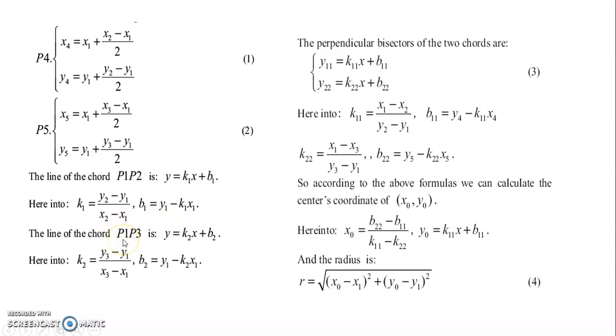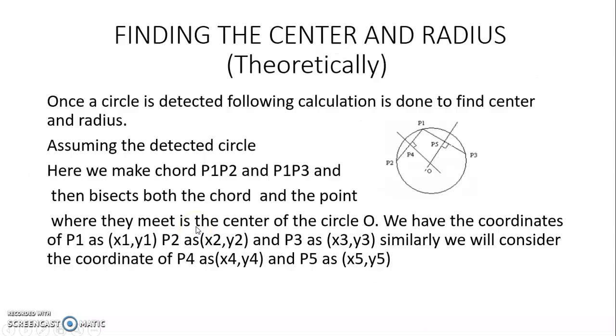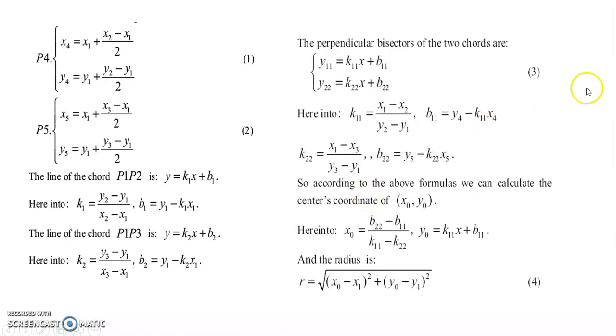Similarly, we'll do that for the other chord P1P3. Since the perpendicular bisector is perpendicular to the chord, its slope will be minus 1 upon the slope. So that is done over here. This is the equation of that perpendicular bisector, and this is k11, the slope of that perpendicular bisector, and we know its value, that is minus 1 by k1. So this is what it is.